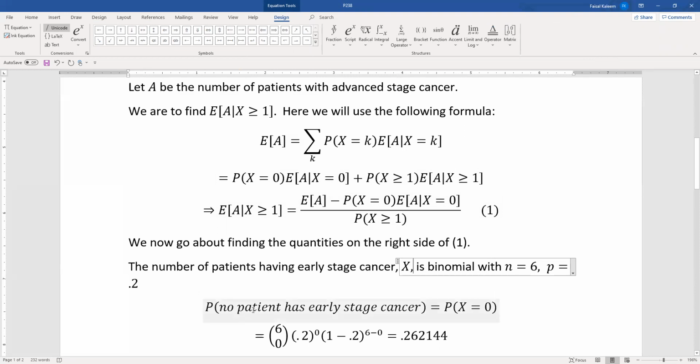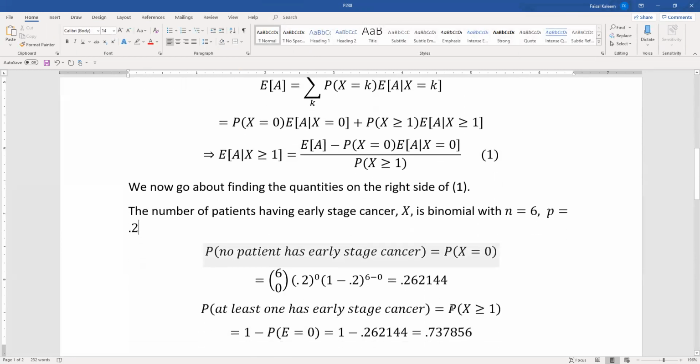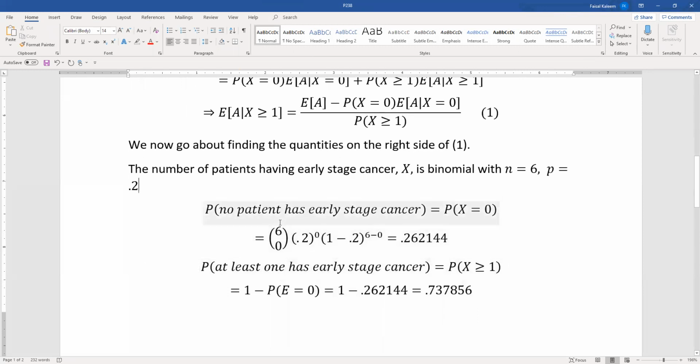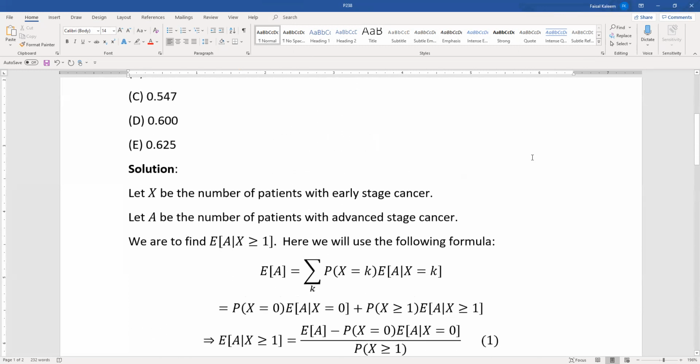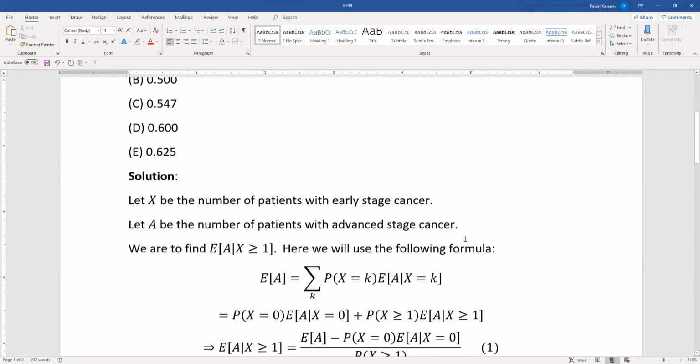And therefore, the probability that no patient has early stage cancer is probability X equal to 0, and that will be 6C0 times 0.2 to the power 0. And the reason n is equal to 6 is that we are told that we are selecting 6 patients and p equals 0.2 because the probability of someone having early stage cancer is 0.2. That was given to us in the problem. 20% early stage cancer.